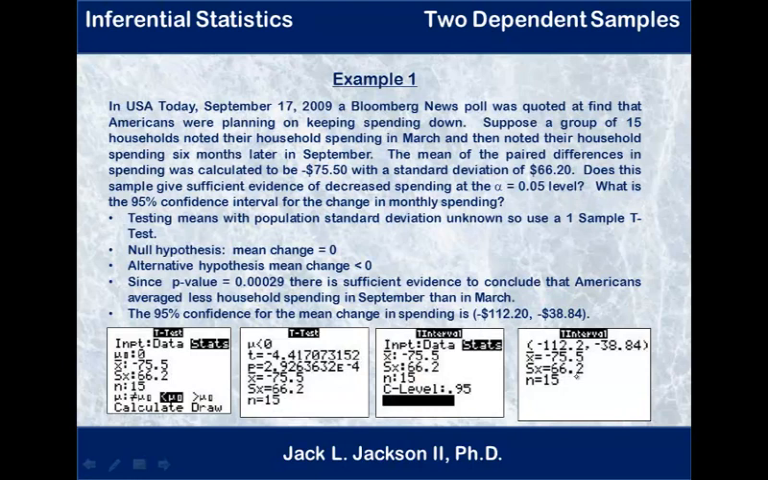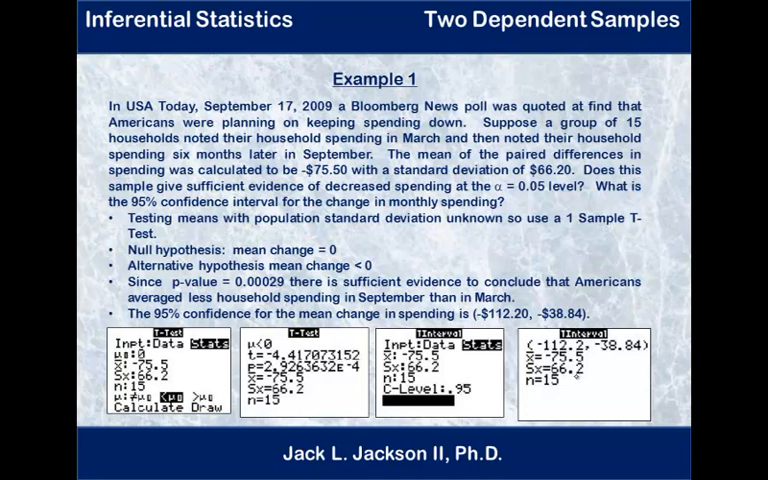Well, notice that the population standard deviation is unknown. This standard deviation is from the sample. So this is a t-test. It is a one-sample t-test because we have before and after data. And basically, we do the differences there. So every family recorded their spending in March and their spending in September. Then they did September spending minus March's spending. And basically, those are the numbers that we looked at.